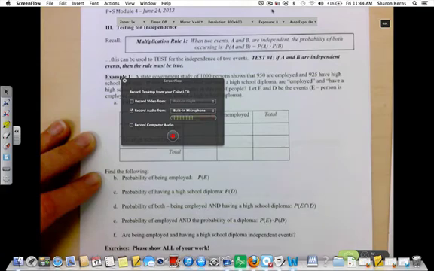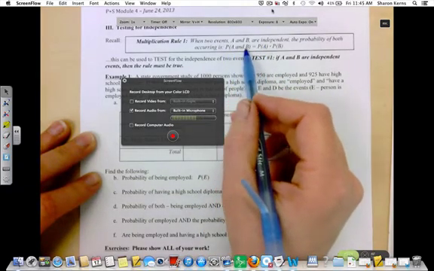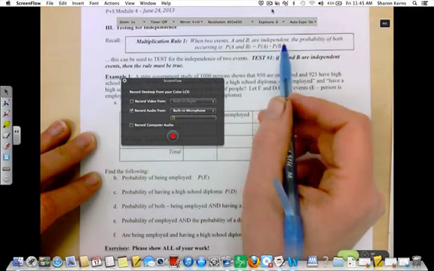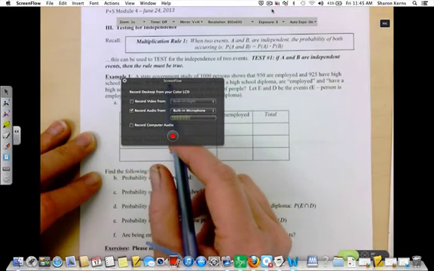Okay, in this video we're talking about how do you test to see if two events are independent or not. So the first test for independence is if the probability that A and B occur, does that equal the probability of A times the probability of B? So here we have a two-way table that we can fill in based on this information.